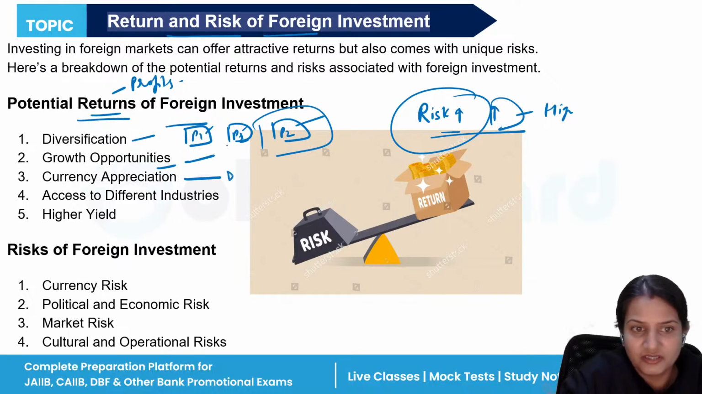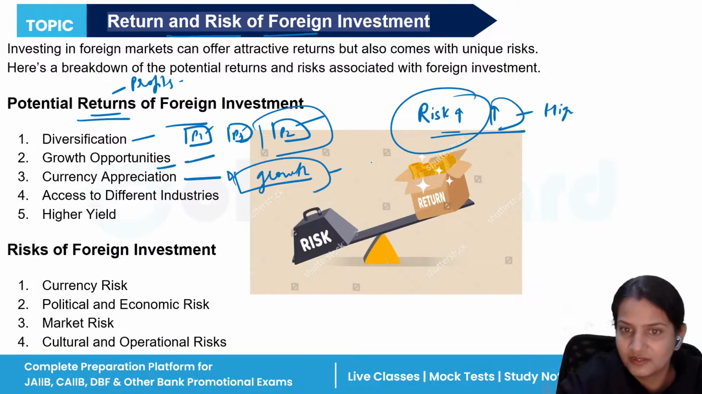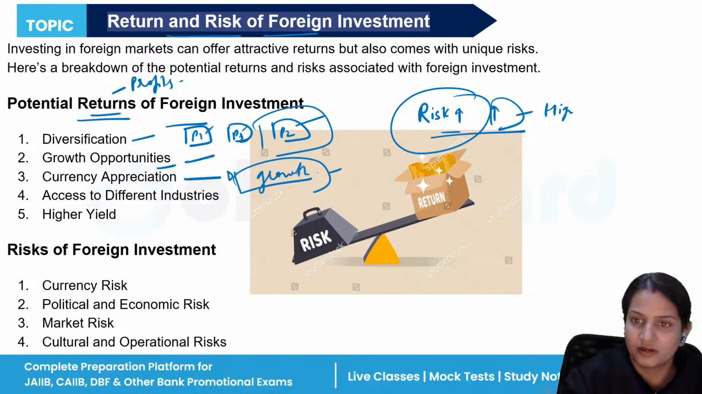Then currency appreciation. If there is proper growth, we know that we are doing good business. Everybody is knowing us. We have a business in India, and most of the people in the foreign country will know our business, because we have invested in their company. So if the opportunity of growth increases, then definitely the currency value also increases. That is appreciated. Appreciated means it increases.